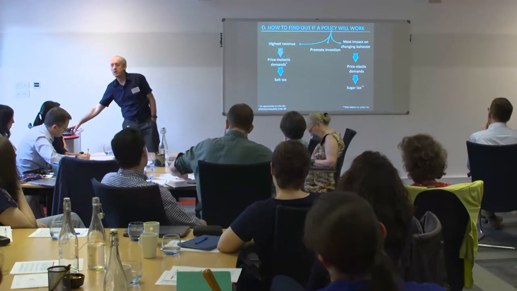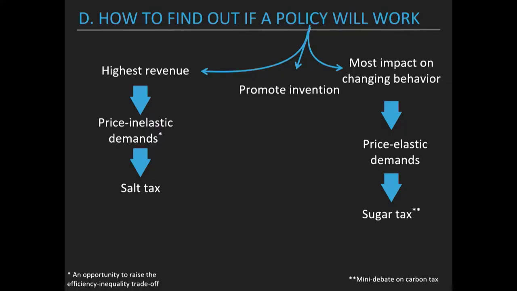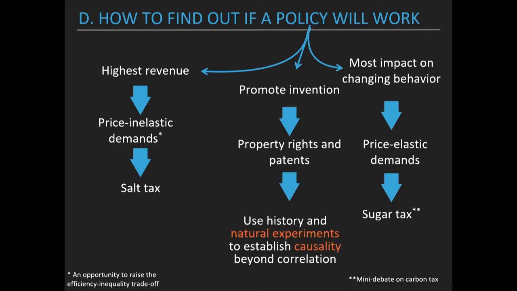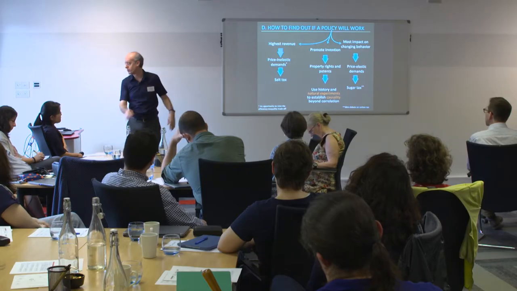Now, the third objective is that maybe you want to do something that is neither changing behavior nor increasing revenue. That could be to promote invention. And here, what always comes to mind is the idea of property rights and patents. So how do we know if property rights and patents will play the role? The argument is to use history and natural experiments to establish causality beyond correlation. So it's a fantastic opportunity to introduce the idea of natural experiments. There are many examples in the chapter, and I don't have time to go through the details.